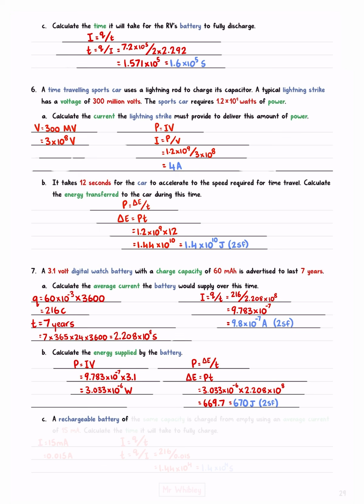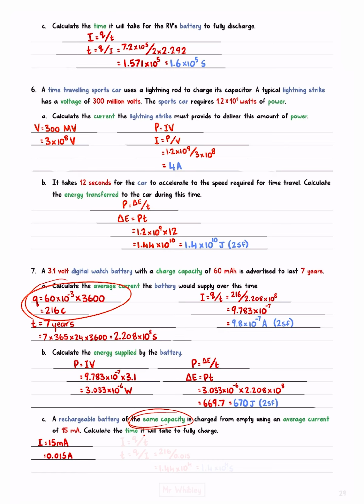A rechargeable battery of the same capacity is charged from empty using an average current of 15 milliamps. Calculate the time it will take to fully charge. Our current of 15 milliamps is 0.015 amps, since milli is times 10 to the minus 3. Knowing our current and knowing that it's the same capacity, which means it has the same amount of charge, we can find our time using current as charge over time, rearranging for time by swapping our current and our time around. Putting in our charge and our current gives me 1.44 times 10 to the 4, or 1.4 times 10 to the 4 seconds to two significant figures.